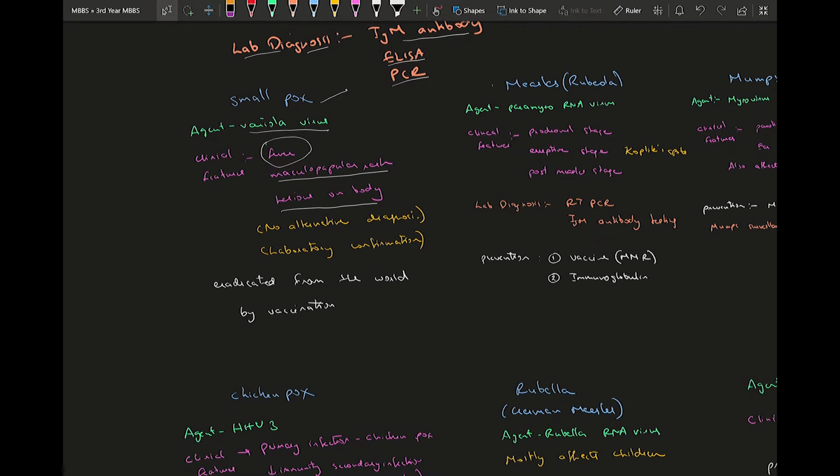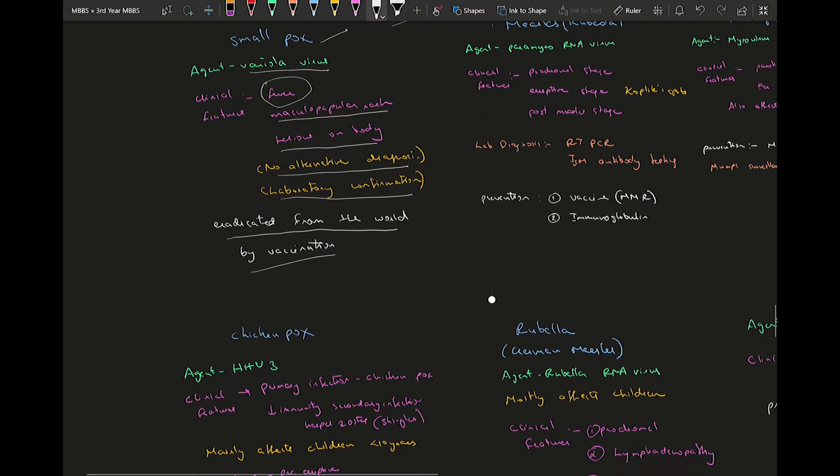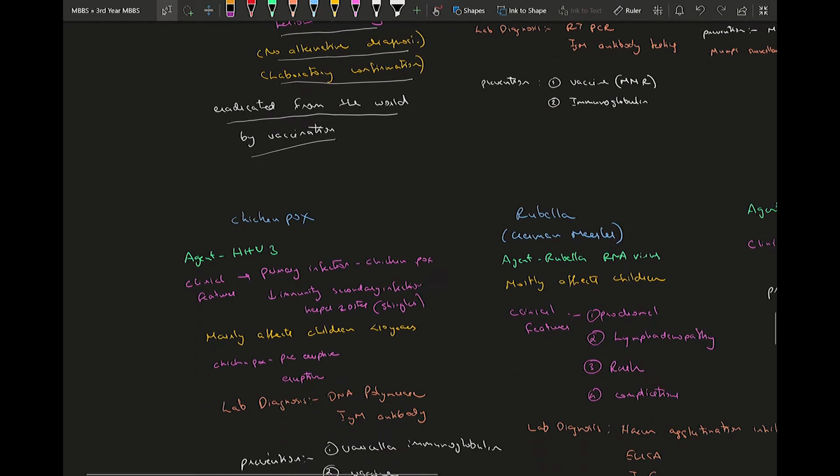Please do note that chickenpox also produces similar symptoms, but only with lab confirmation and no alternative diagnosis, that it is not chickenpox, do we come to a conclusion that it's smallpox. And it's important to know that smallpox has been eradicated from the world by vaccination, but we still have smallpox vaccines ready just in case it reoccurs in the world.